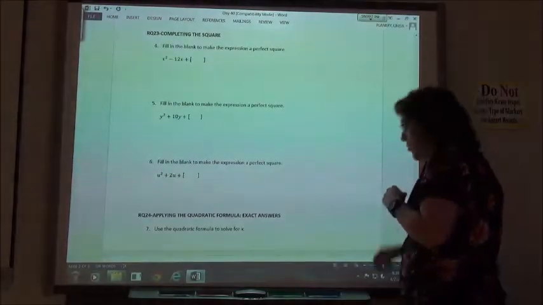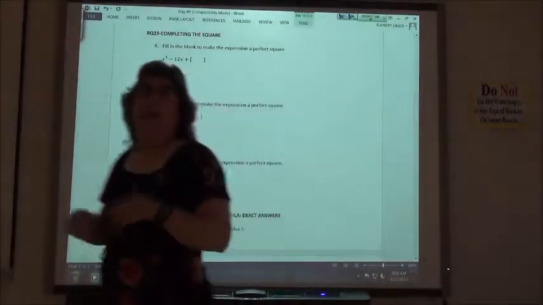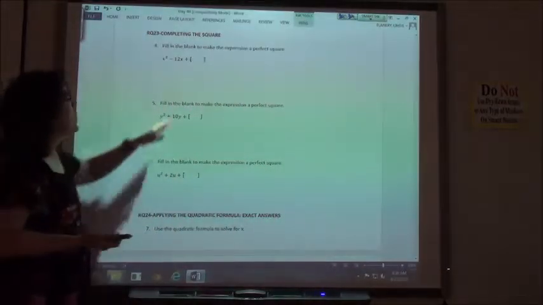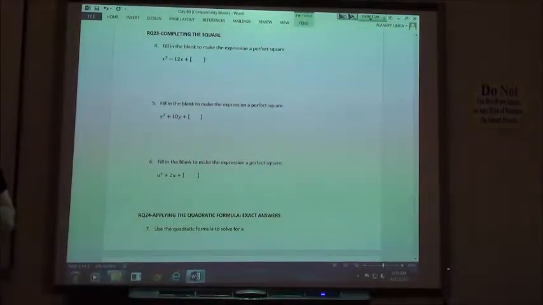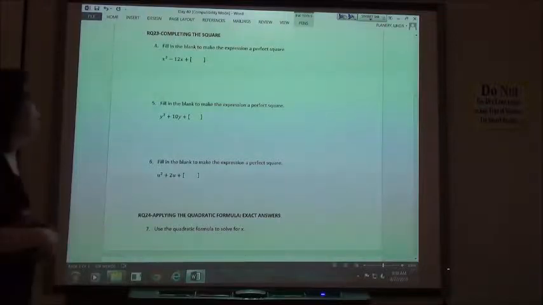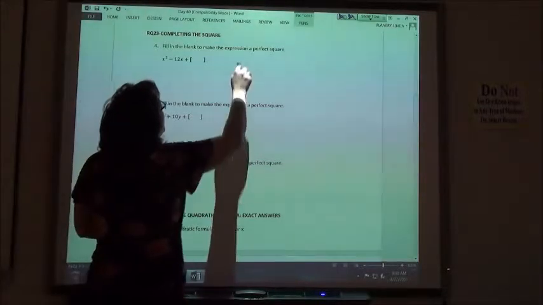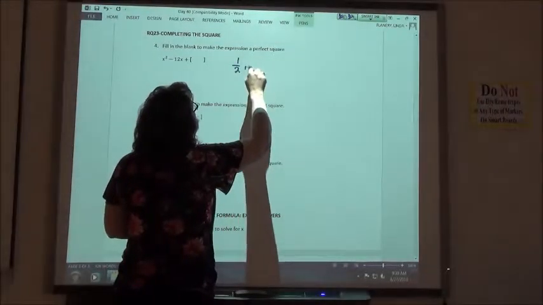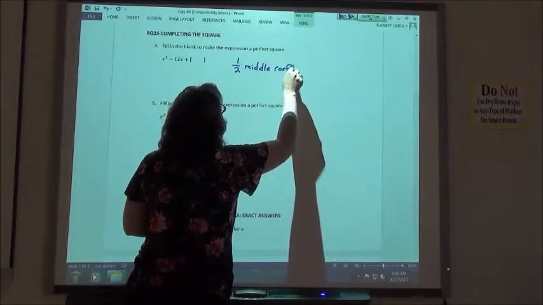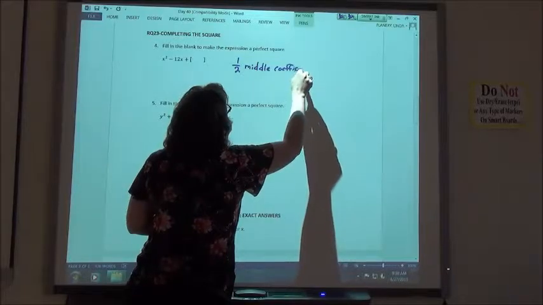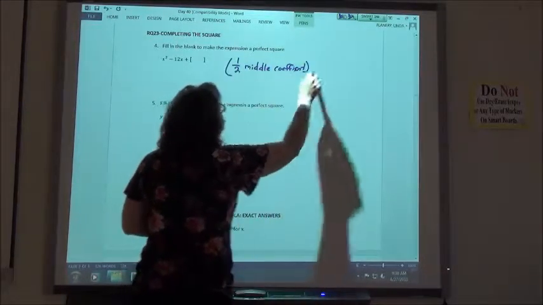Number 4, we are doing completing the square. When you do completing the square, you're trying to find the value on the end that is a perfect square, that when you factor it out, it factors into the same 2 factors twice. So how we complete the square is we're going to take half the middle coefficient squared.